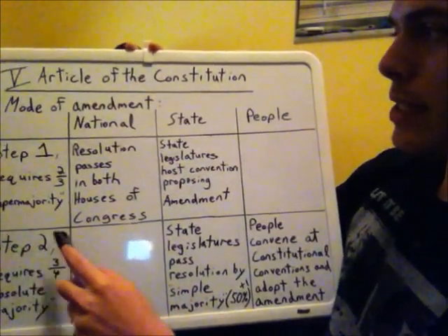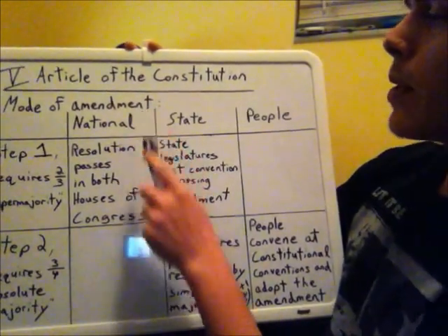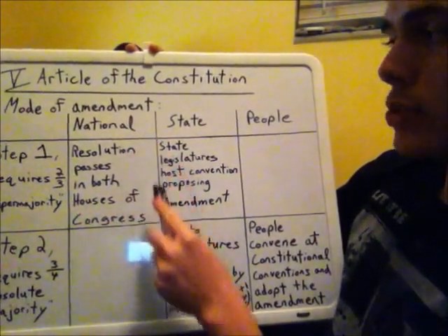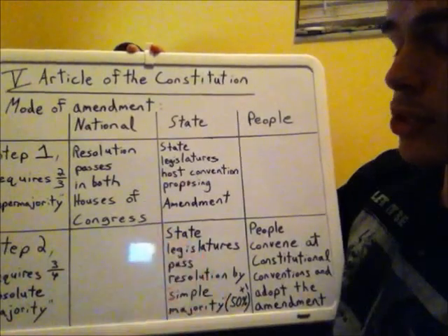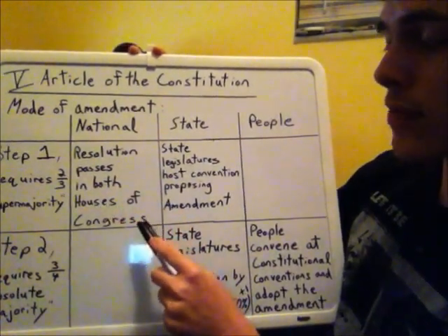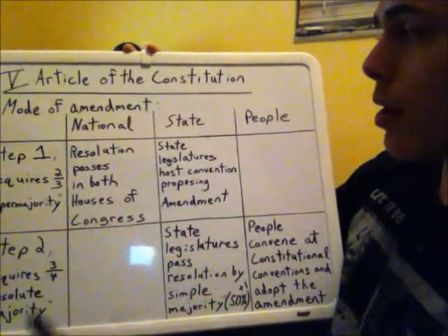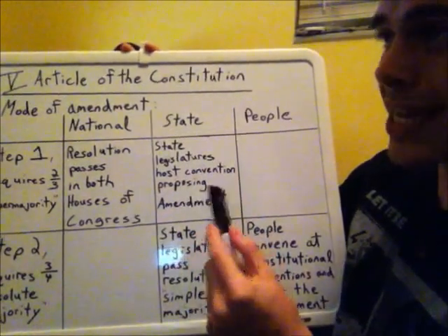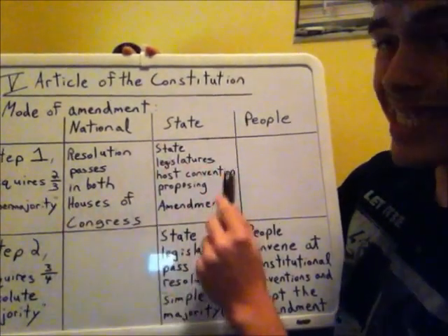It's a two-step process, okay? So the first step requires a 2/3 supermajority. Now you can either go through the national government, through the national legislature, Congress, where a resolution is passed in both houses of Congress by 2/3. Or you can have the state legislatures host a convention proposing an amendment in 2/3 of the states.